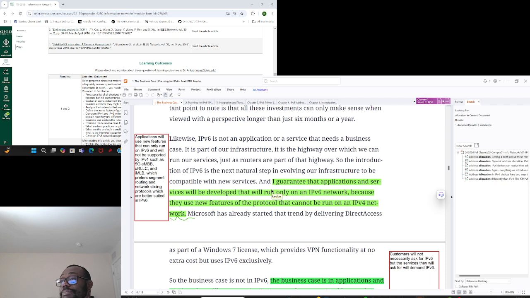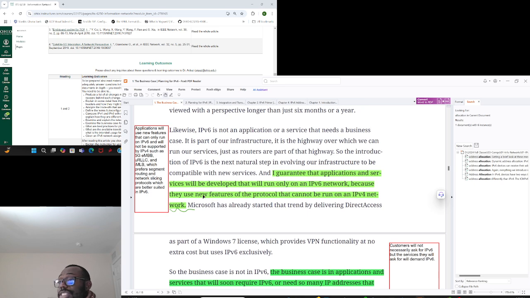Okay, so the third part is where we say the applications are going to drive us. Applications and services will be developed that will only run on IPv6. I give you an example, because they will use new features of the protocol that cannot be run on an IPv4 network. A typical example of such a protocol feature is that in IPv6, there's an extension header called the routing header.